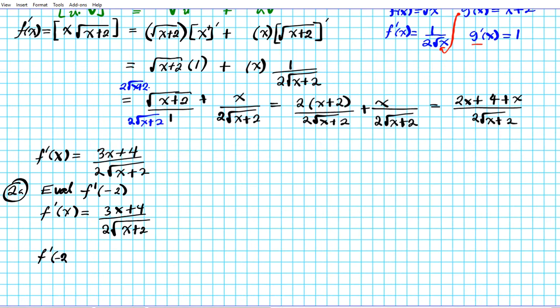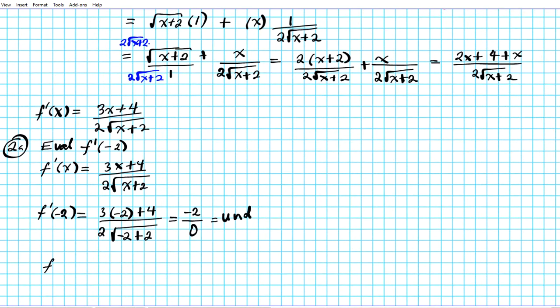So f prime of negative 2 is going to be 3 times negative 2 plus 4 over 2 root negative 2 plus 2. Okay. And then in the numerator we have negative 6 plus 4, which is negative 2. In the denominator we have 2 times root 0, which is just 0. And it's undefined. Okay. So f prime of negative 2 does not exist. It is non-existent.